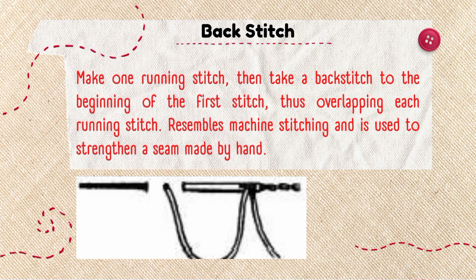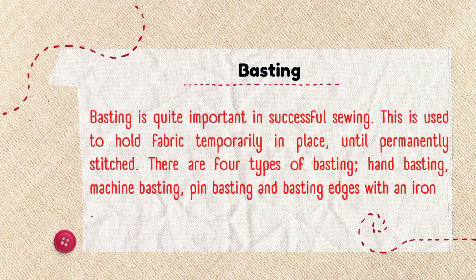First is the back stitch. Make one running stitch, then take a back stitch to the beginning of the first stitch, thus overlapping each running stitch. Resembles machine stitching and is used to straighten a seam made by hand.